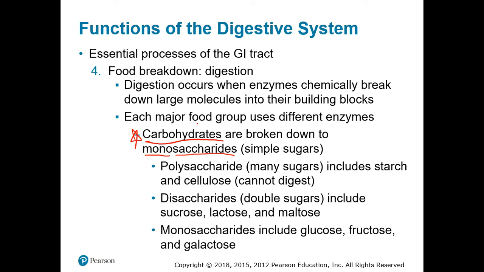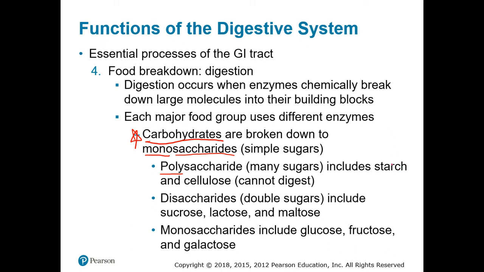Now, there are different words that you should be familiar with, and all of them end in saccharides, so they have to do with sugar. You should pay attention to the first word. Poly means many. So these are many sugar chains together. These are complex sugars, things like starch.